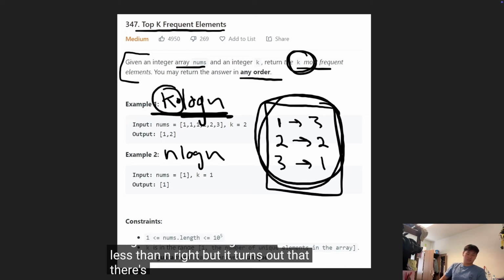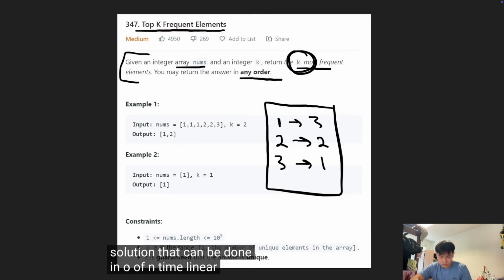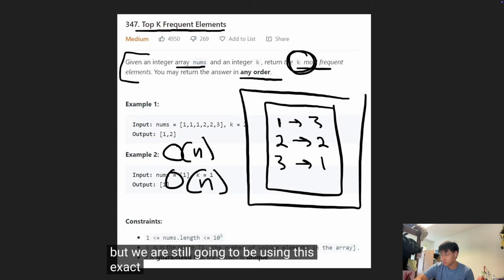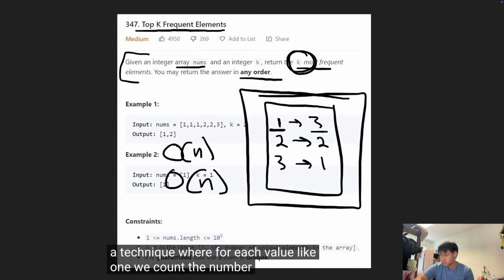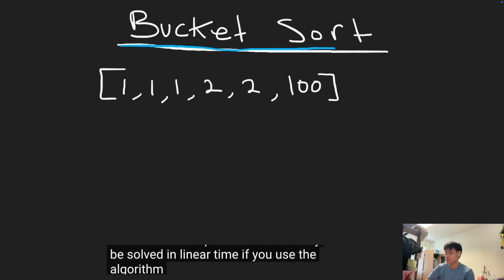But it turns out that there's actually an even better solution. There's a solution that can be done in O of n time, linear time, so big O of n time and big O of n memory. But we are still going to be using this exact technique where for each value, like 1, we count the number of occurrences, like 3. So this problem can actually be solved in linear time if you use the algorithm called bucket sort.